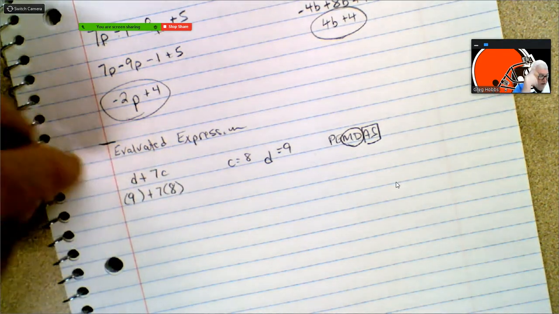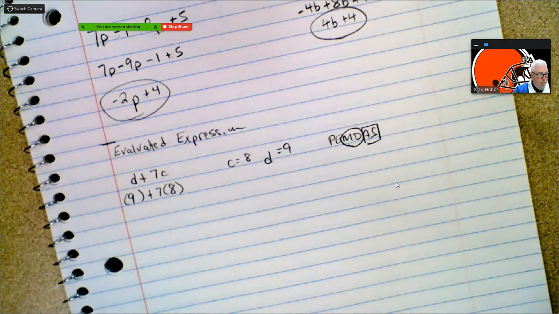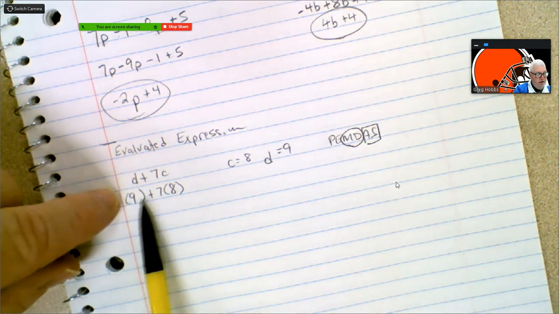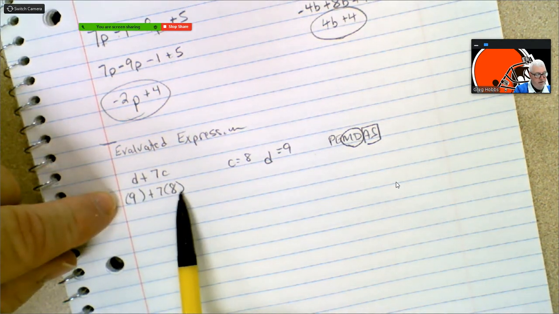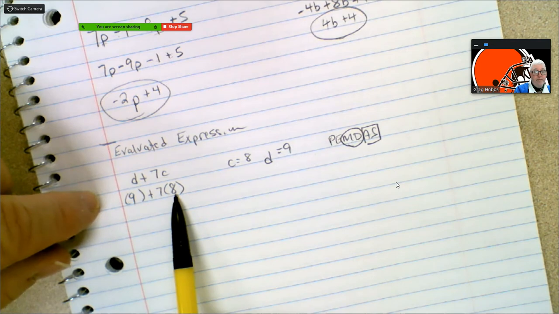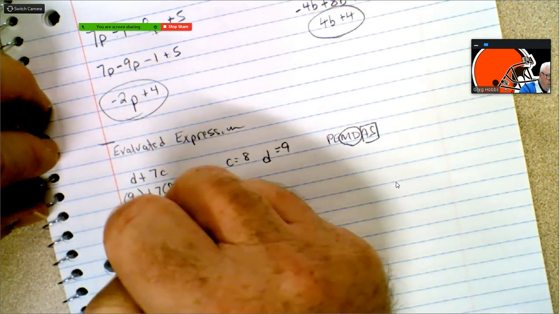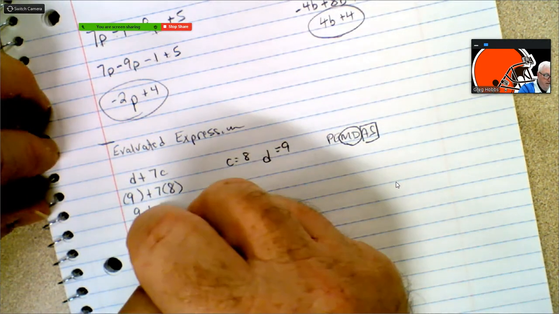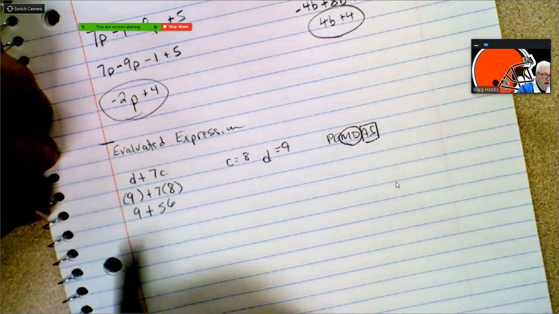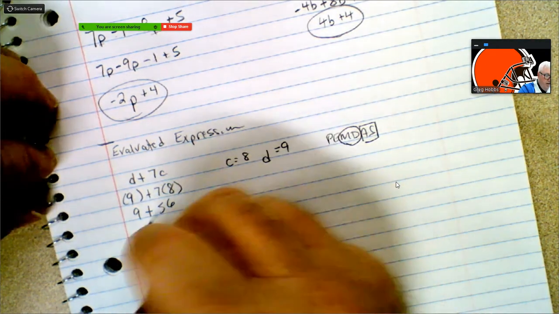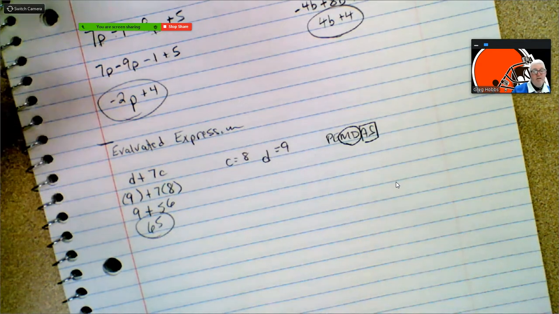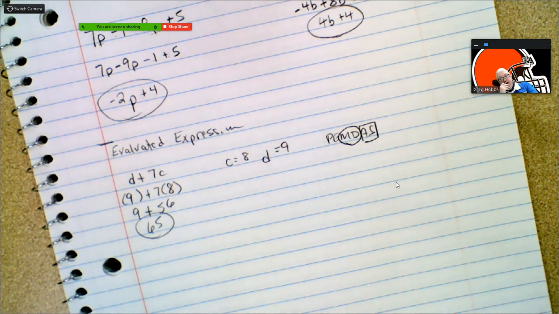Again, don't look at these. The parentheses they're talking about here are the ones that group things. These are parentheses that you put in place so you can put numbers in them. So I rewrite this as 9 plus 7 times 8 is 56. 9 plus 56 is 65. So my answer to that problem would have been 65.